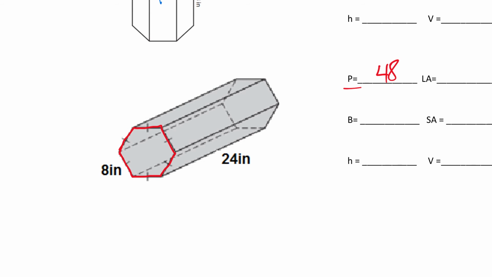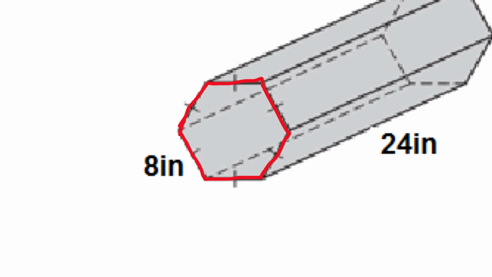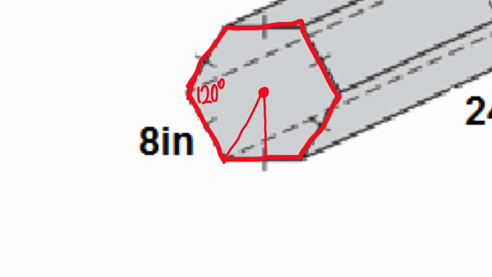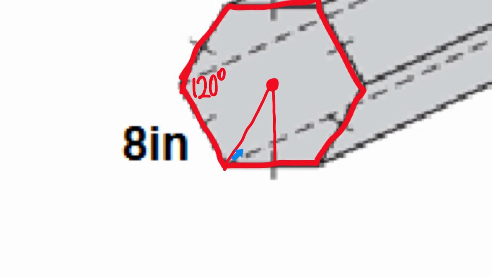Okay, now, to find the area of the base, you've got to do a little bit of work here because this is just like the last one. I need to know the length of the apothem here. All right, so remember on a regular hexagon, that angle is always 120. So how big would this angle be right here? 60. This angle would be 60.